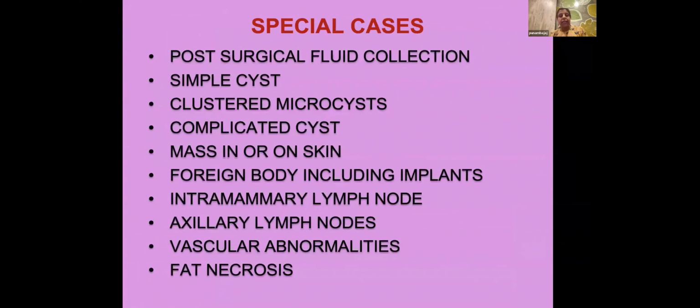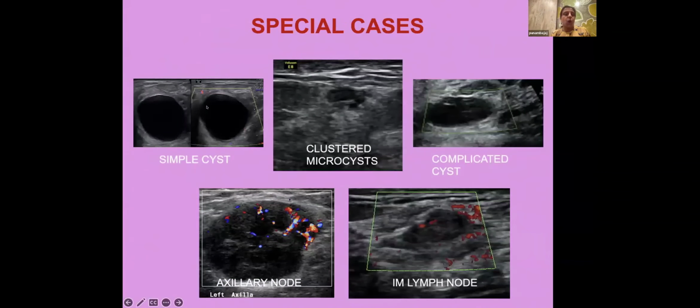Okay, let's go to some special cases and let's just quickly see what they look like. Simple cyst, we all know, anechoic, thin, imperceptible walls, no vascularity. Clustered microcysts. This is a very common thing that you will find in the breast. What is a cluster of microcysts?